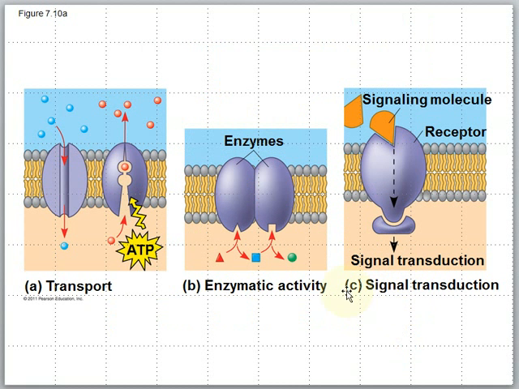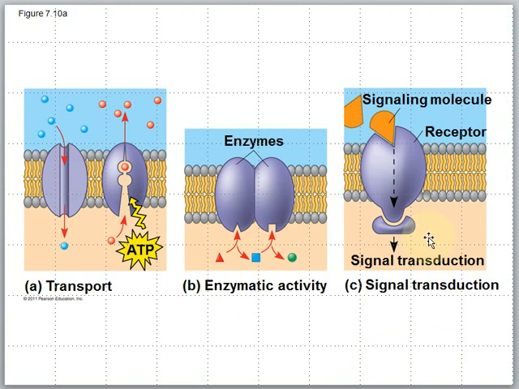So here are the first 3 functions. One of the functions of the proteins can be transport. And so here are 2 different models of transport. We're actually going to talk a little bit later about these models of transport. That is basically moving materials in or out of the cell. The second one is enzymatic activity. Some of these proteins act as enzymes, and they help speed up chemical processes inside the cell. And so this is going to be representative of enzymatic activity.